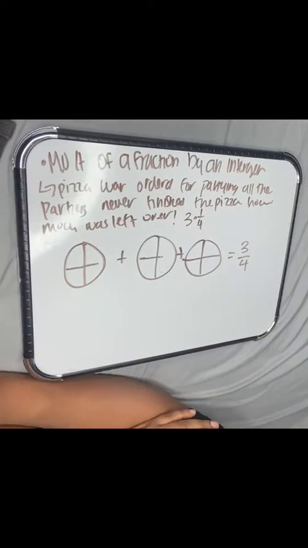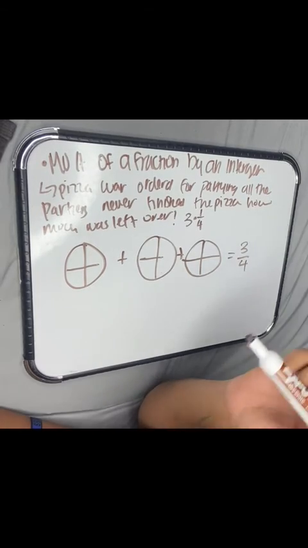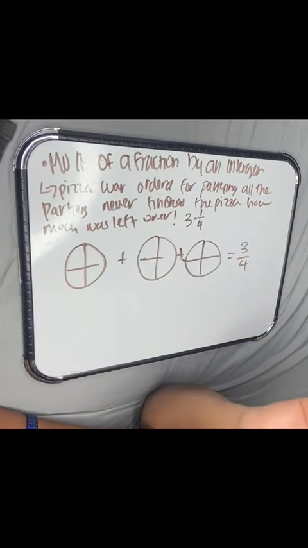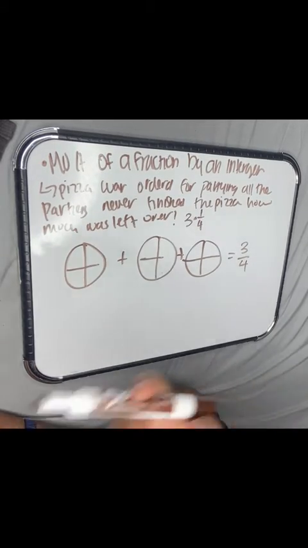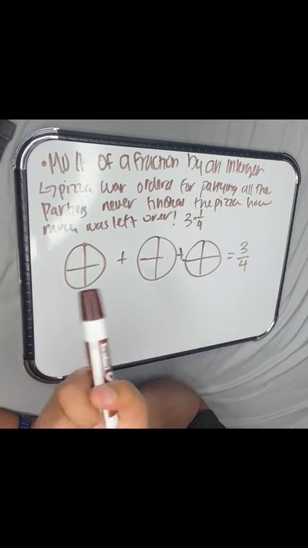Okay, so multiplication of a fraction by an integer. Pizza was ordered for a party. All the partiers never finished the pizza. How much pizza was left over? So here we are multiplying 3 and 1/4.